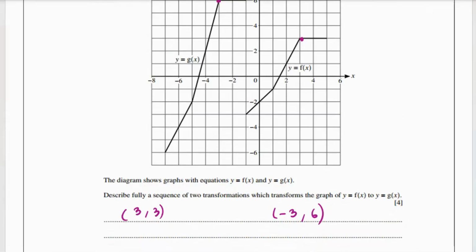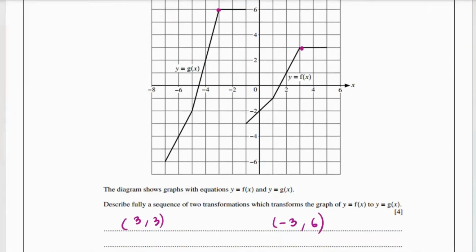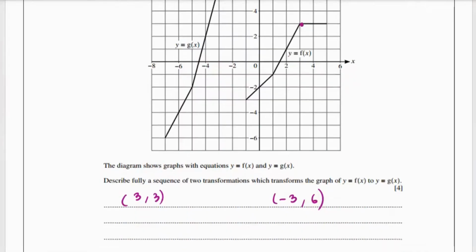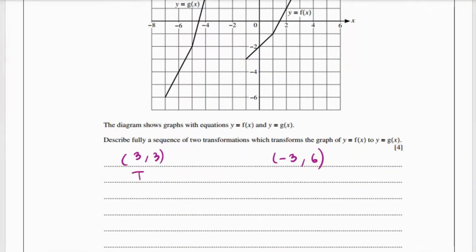So if we compare the points and the shape of the two graphs, we can see that the direction is exactly the same, which means there is no reflection. However, the graph has moved 6 units to the left-hand side. And then for the y value, this was 3, now it's 6, which shows that the graph has stretched by a scale factor of 2. Hence, the translation is going to be a translation by a vector of -6, 0. That is the translation vector.